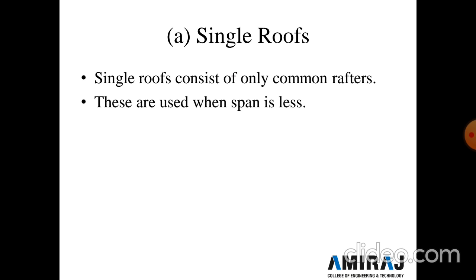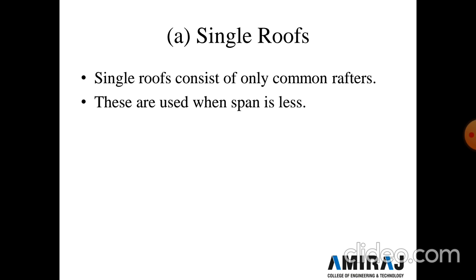Let's start with our first roof, the single roof. Here a single roof consists of only common rafters which are secured at the ridge and wall plates, and these are used when the span is less, so that no intermediate support is required for the rafters.